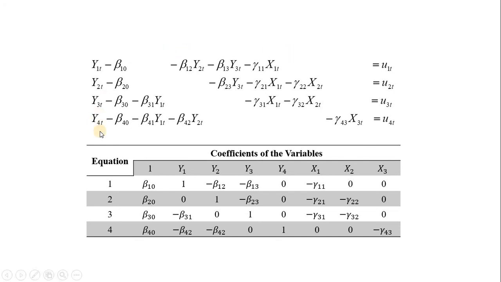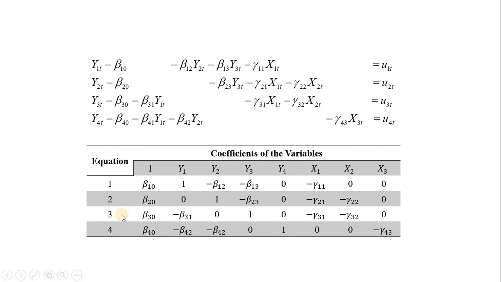Now look at the second equation. The intercept is beta 20. In this equation, y2 is there, but no y1, so y1 is excluded, so 0. y2 is 1, y3 is minus beta 23. y4 is not there, so y4 is excluded. Then x1 is gamma 21, x2 is minus gamma 22, and x3 is excluded. So these are the parameters of the second equation.